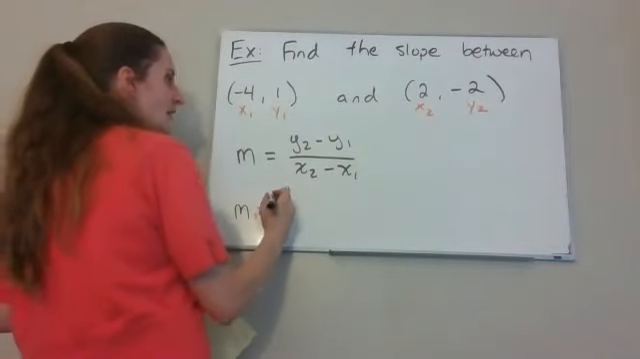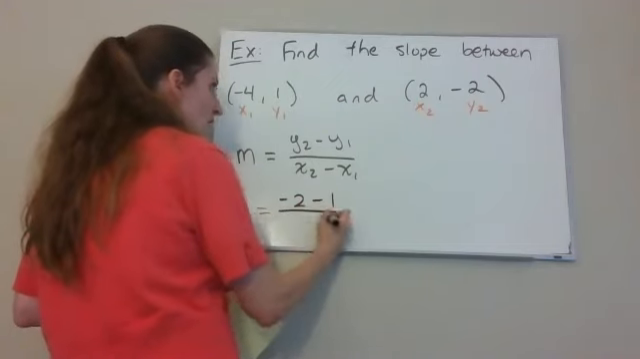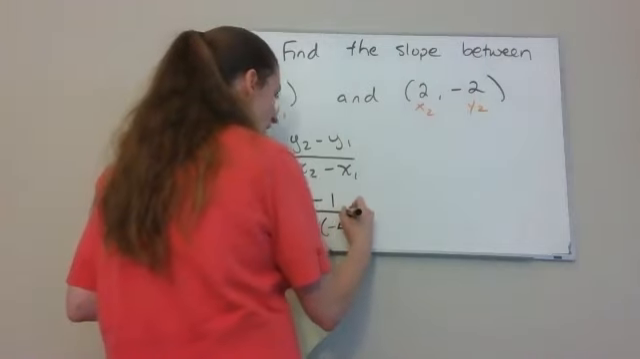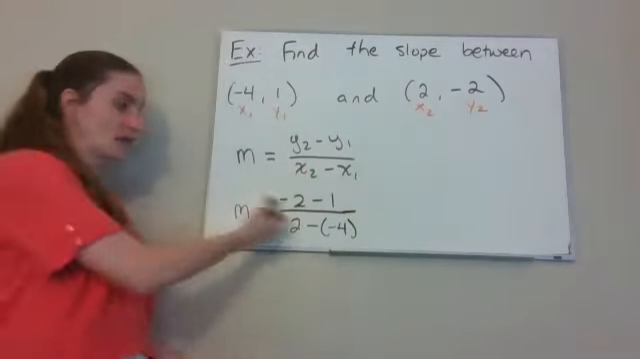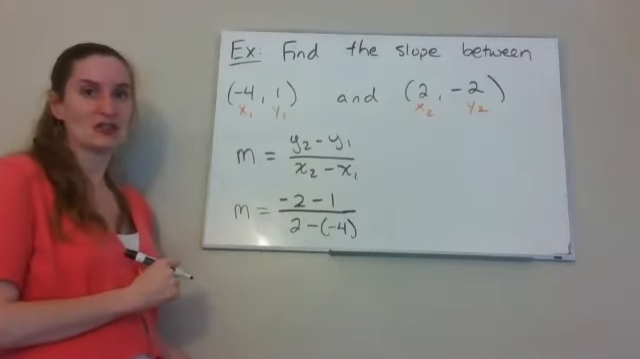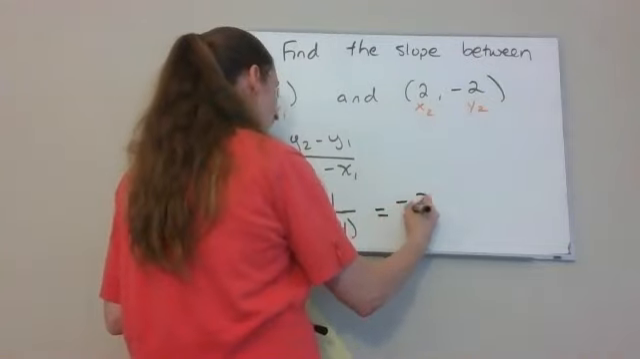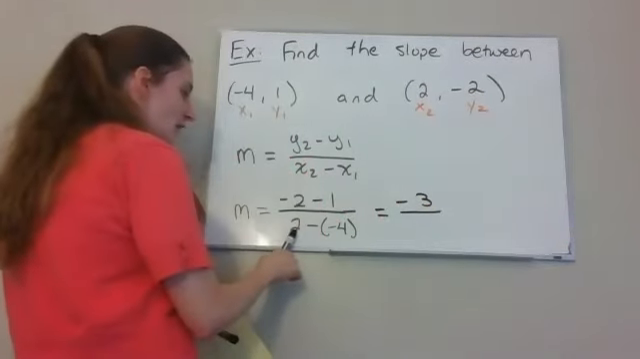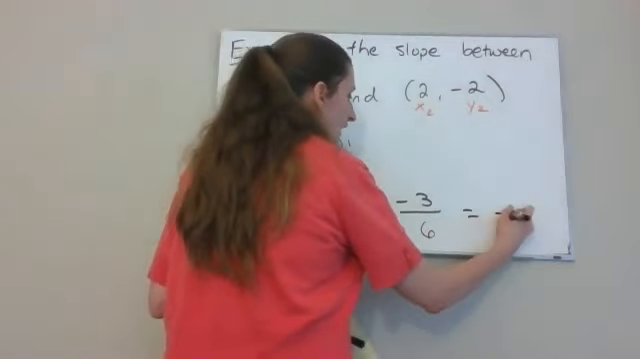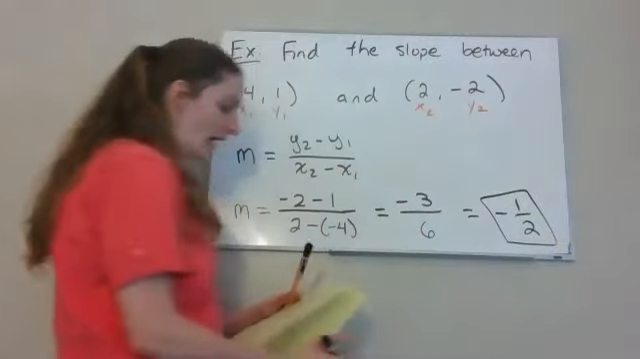So when I plug these in, I get -2 minus 1 over 2 minus -4. Be very careful with your signs. I would suggest that you even write it as minus and negative. Change it to addition later. So when I simplify this, on the top I have -3. On the bottom, this is 2 plus 4, which is 6. And I can simplify my fraction and get -1/2.